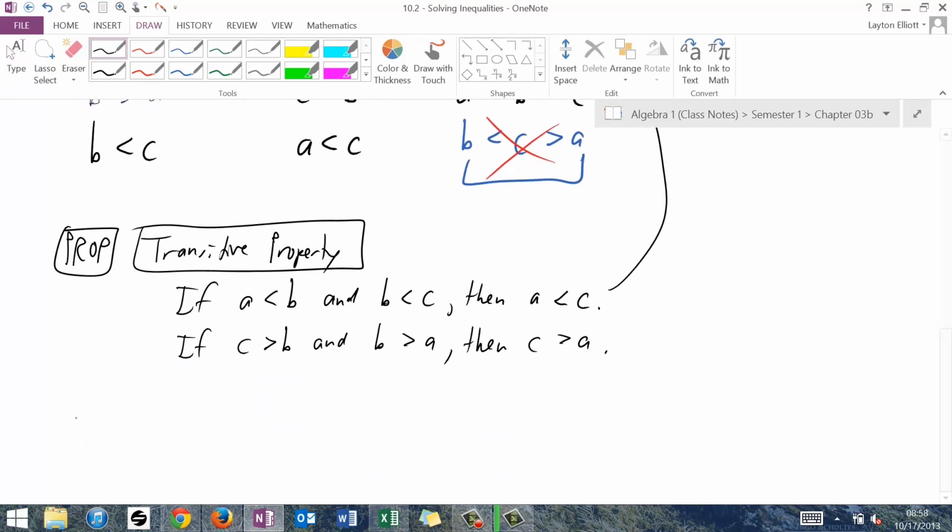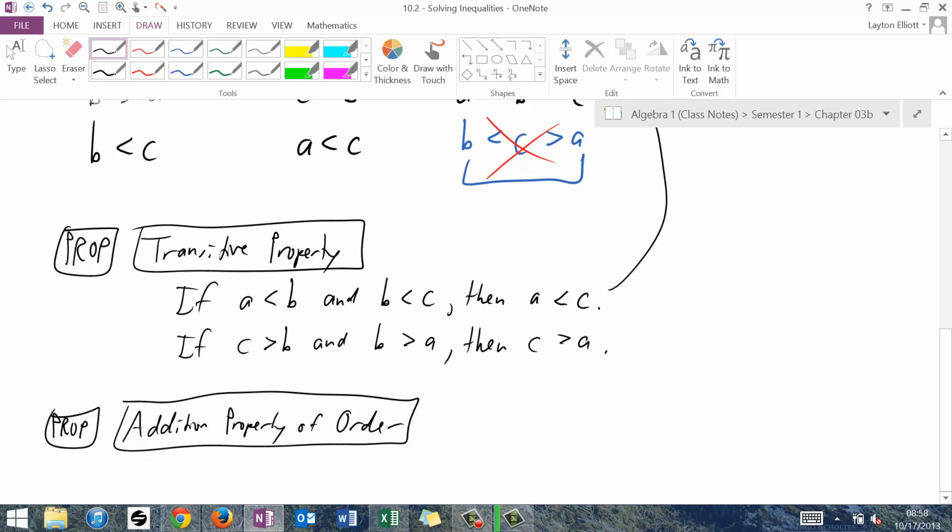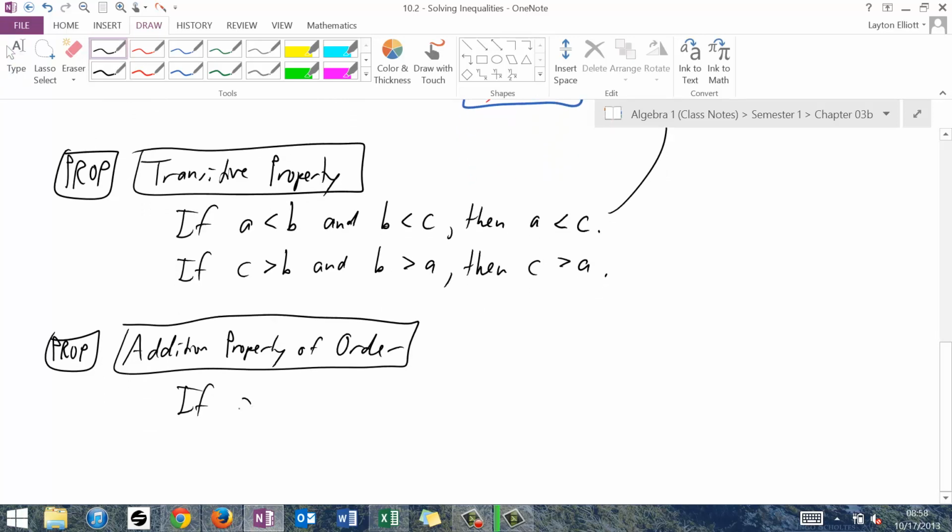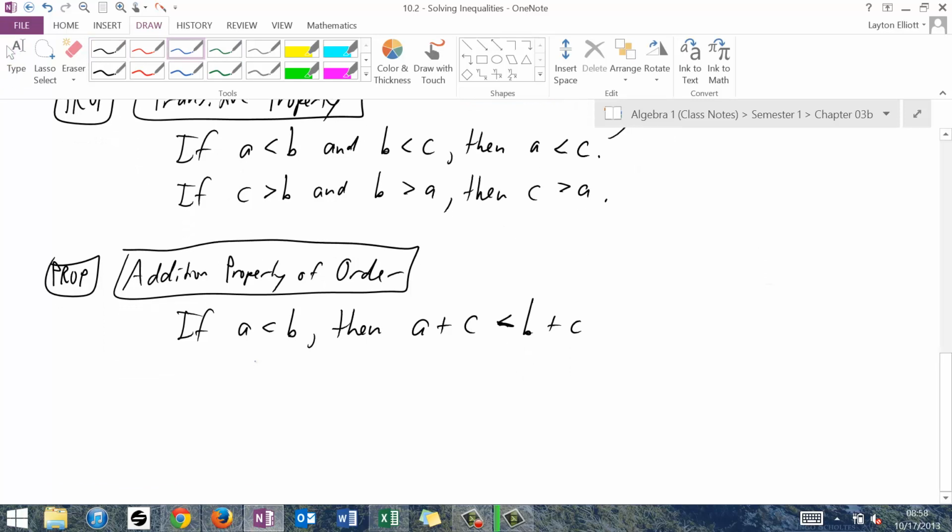And then similarly, I could say if C is greater than B and B is greater than A, then C is greater than A. And that's true here. C is greater than B, B is greater than A, so C is greater than A. We have some more properties. This next one is called the addition property of order. What this says is if A is less than B, then A plus C is less than B plus C.